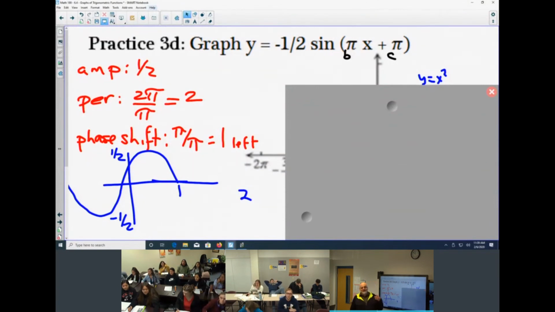Now, but on, go ahead. How do you know which way it's gonna shift? Okay, so it's going to shift c divided by b. So in this case, it's pi divided by pi. Now, if it's plus, it's like the horizontal shifts we did back with parabolas, it goes in the opposite way that you think. So if it's a plus, you'll move to the left. If you have a minus in there, it moves to the right. Okay, awesome. Thank you for that question.